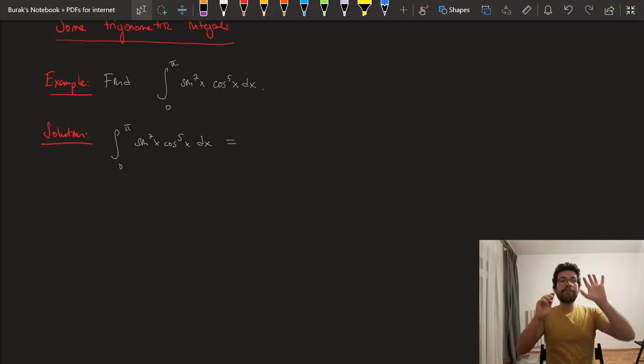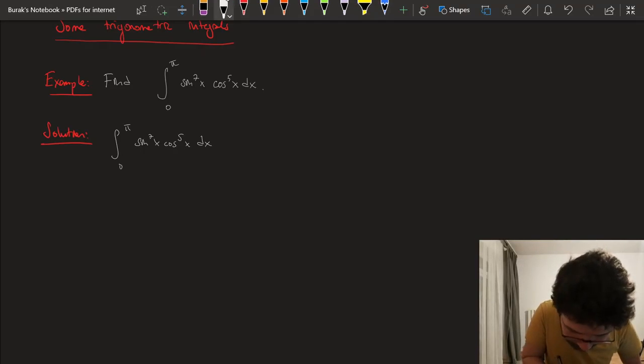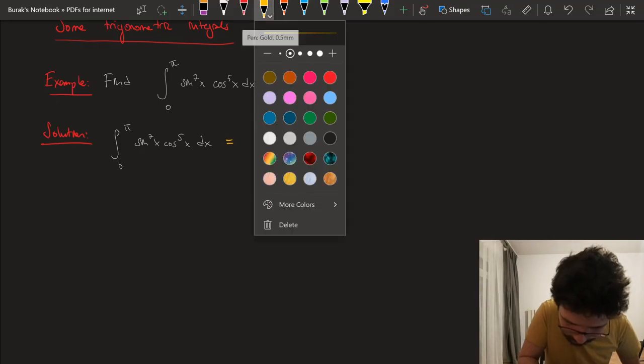If you see an odd power, let's say it's the power of cosine, then you split off one of the cosines. If that odd power is the power of sine, then you split off one of the sines. Why are you doing this? I'm going to do it in both ways.